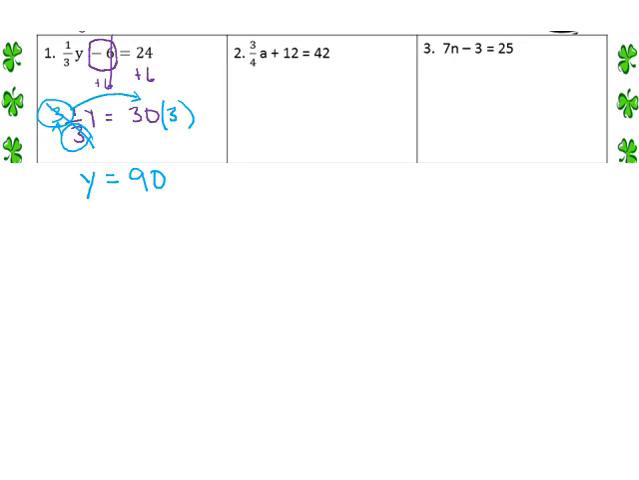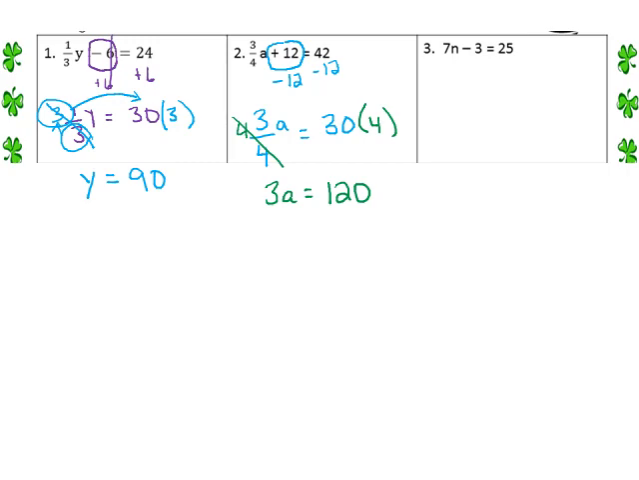Good work. Okay, let's look at number 2. Start with your plus 12. Let's get that away from the a to start with. So we're going to minus 12 on this side and minus 12 on this side. 3 over 4a equals 42 take away 12, which is 30. Now, sure wish I had a 4 up here so that I could cancel out my 4's. What I do to one side, I better do to the other. 3a is 120.